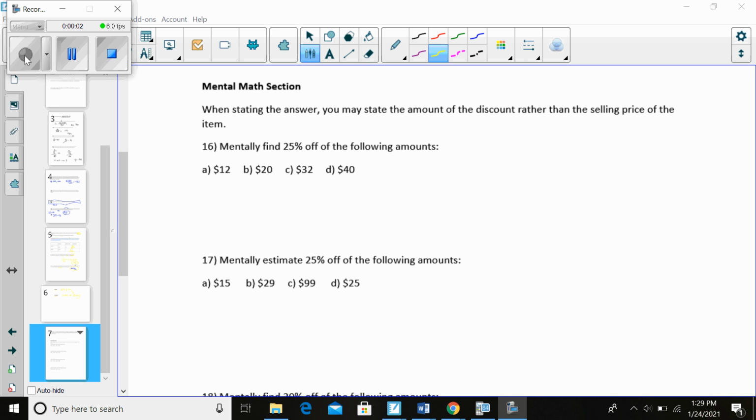This should be able to be a nice quick video. But I put this section on here because there's certain things I just think every educated person should be able to do. When you're in the store and you see an item on sale, you should be able to quickly compute what the discount would be.